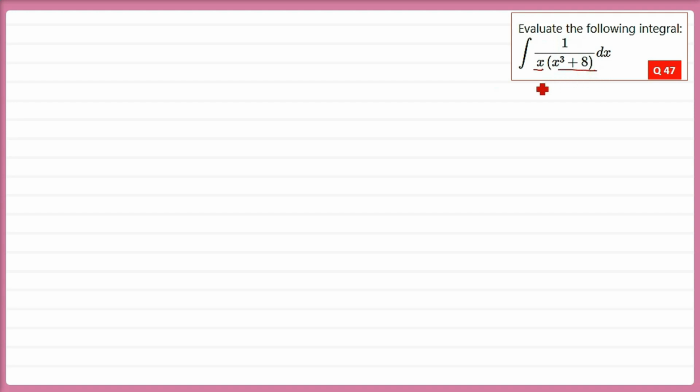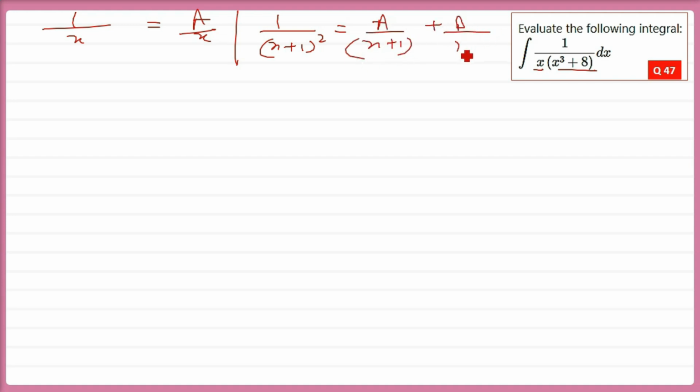Now 1 by x cube plus 8. Again, you will be tempted to multiply this numerator and denominator by some number. See, 1 by x was there, we just formed A by x. 1 by (x+1) whole square, what did we form out of this? I'm just saying how to form the partial fractions. For that we wrote A divided by x+1 followed by B divided by (x+1) whole square. This already has been indicated to you.